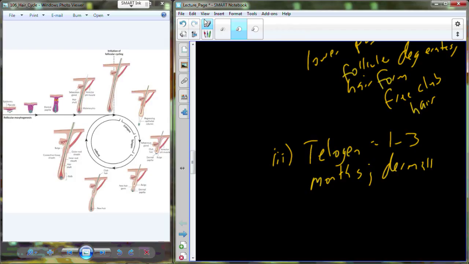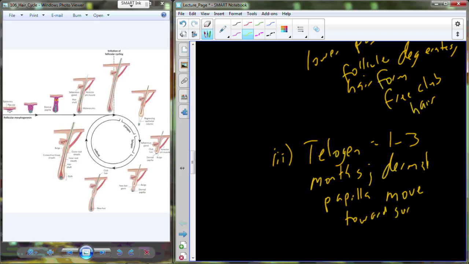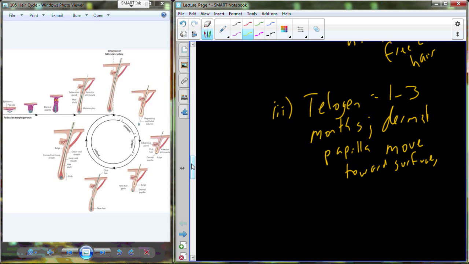And the dermal papillae moves towards the surface. And this leads towards the hair falling out. Now, this whole process, each individual hair on your head is somewhere within this cycle.